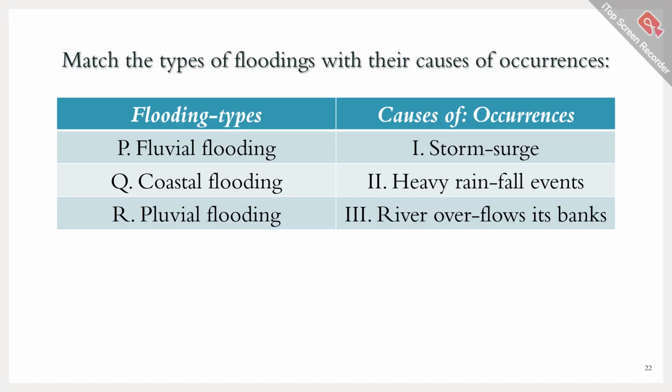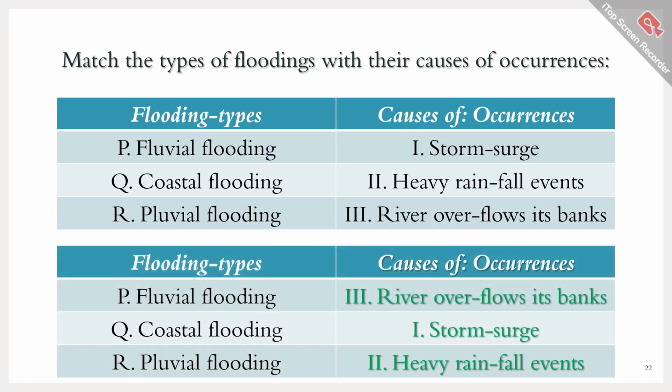Now the correct answer is 3, 1, 2. This is the correct order. So number 3, where river overflows its banks, is called fluvial flooding. Storm surge is the cause of coastal flooding. And the second option, heavy rainfall events, is the cause of pluvial flooding.